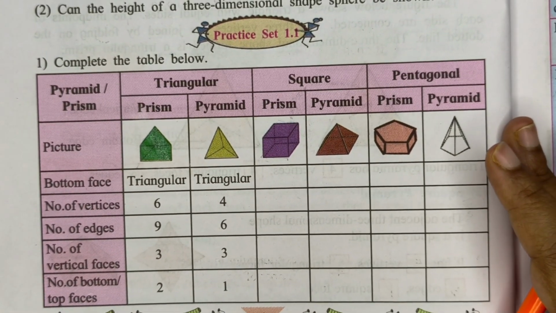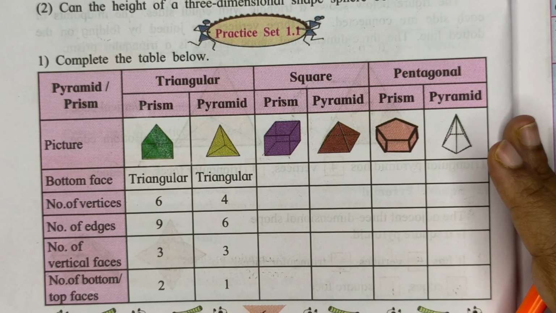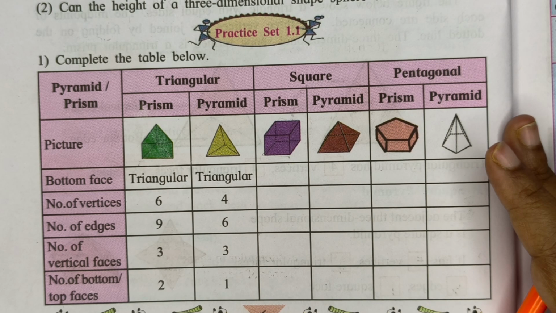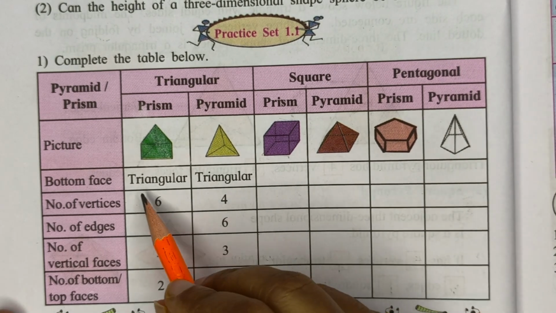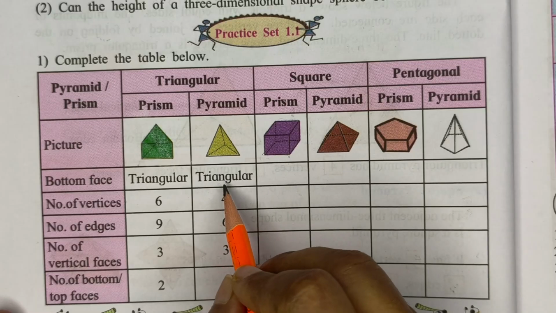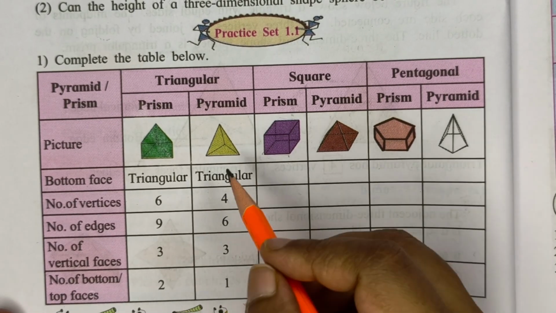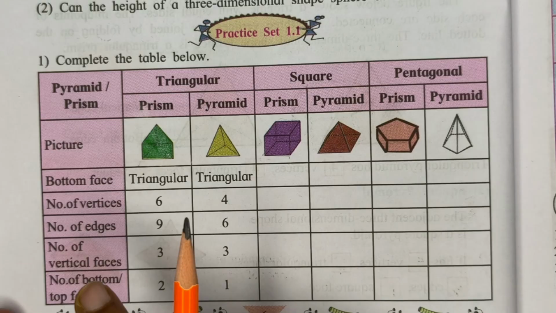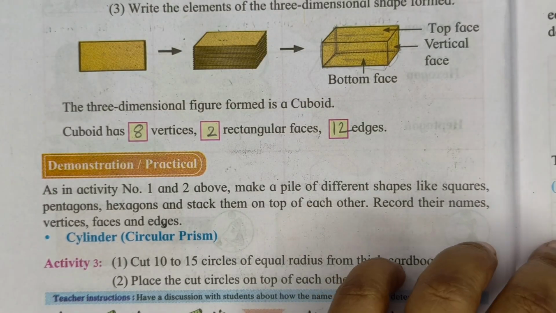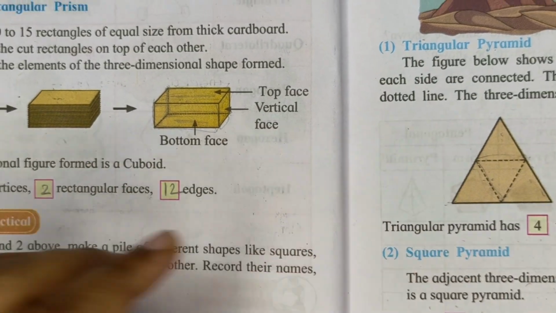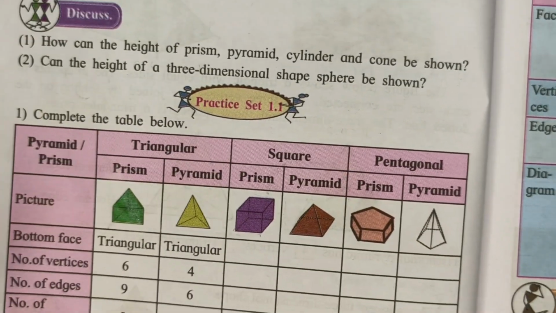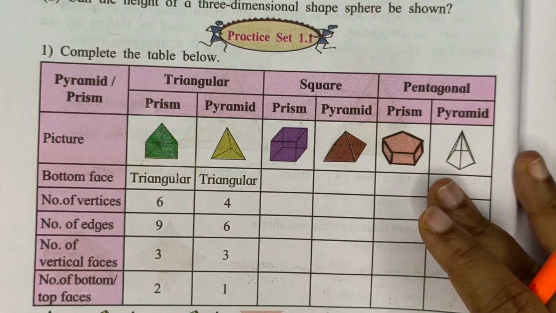Now see practice set 1.1. We have triangular prism, pyramid, and square prism, pyramid, pentagonal prism, and a pyramid. Understood? Now about the triangular prism we have already learnt. Triangular pyramid also we learnt, we just did it in the previous explanation. This is the triangular pyramid we did, and the triangular prism also we learned while explaining the chapter. Now what we are going to do is the prism.